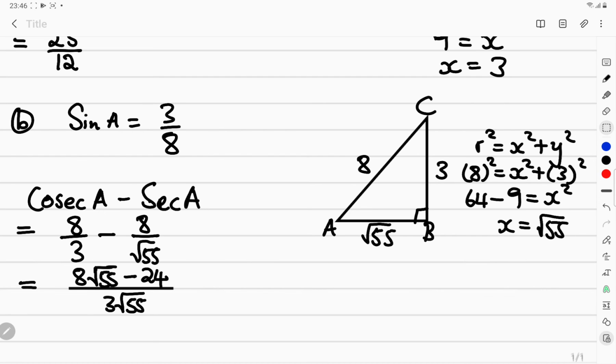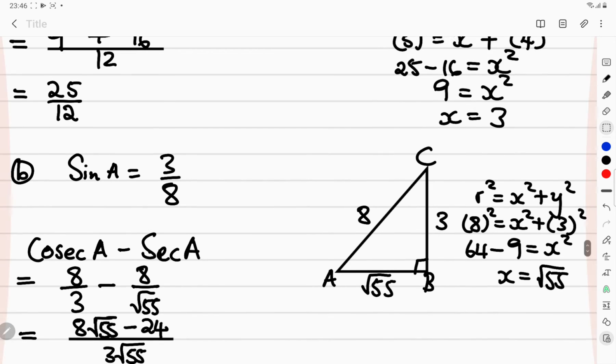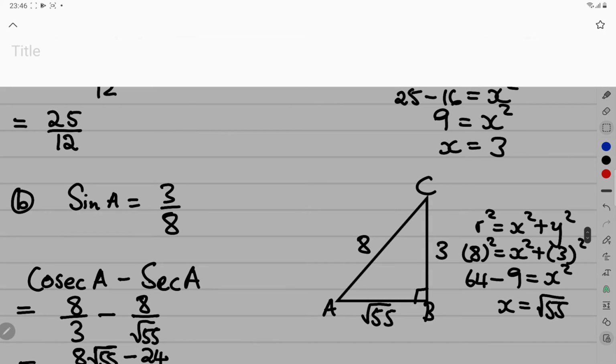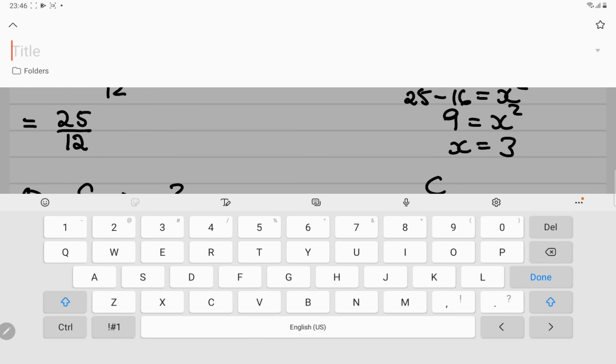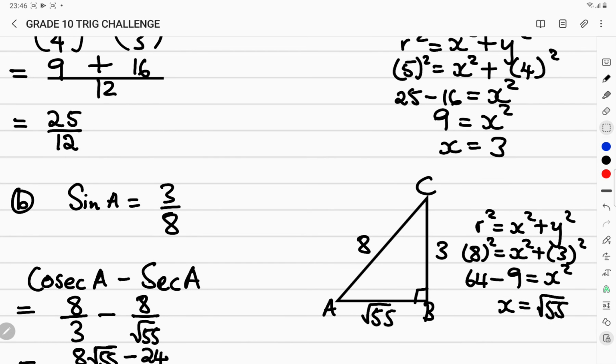So this is it, A and B. I think that was so easy. Remember, this is grade 10. Let me quickly write that: grade 10 trig challenge. Make sure you pay so much attention at home until you understand.